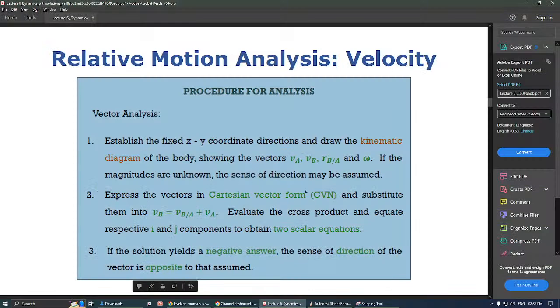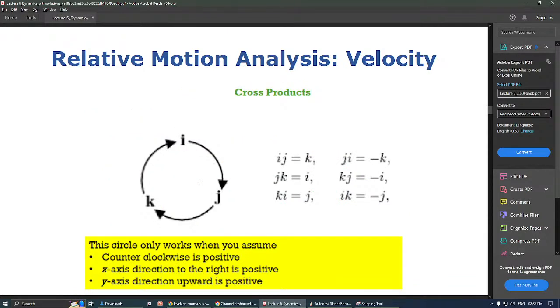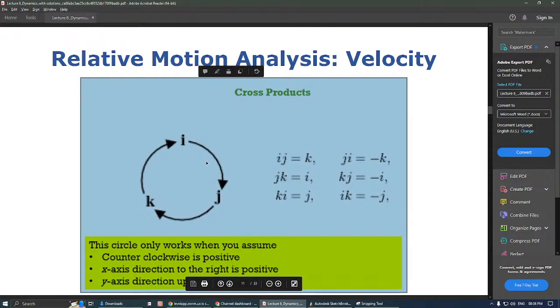Then express the vectors in Cartesian form and substitute them into the equation. So these are the basic steps. If we once solve a problem, we will come to understand. And now here he is defining the cross products. What do you mean by cross product?